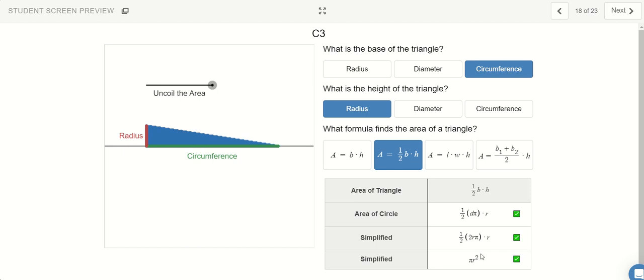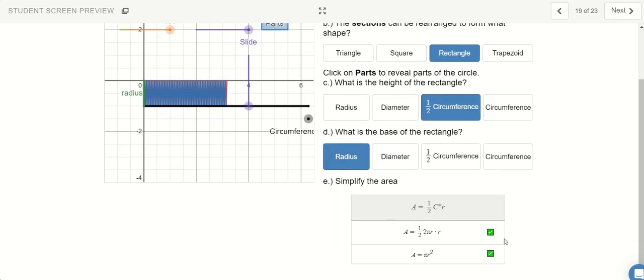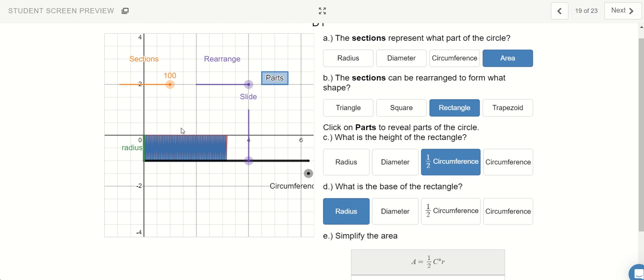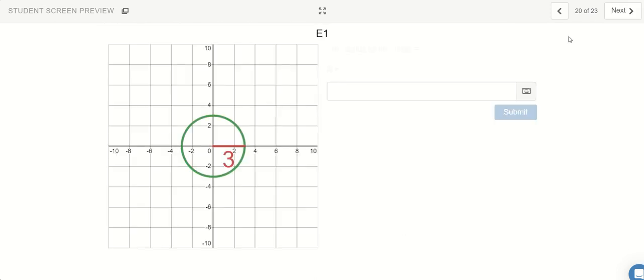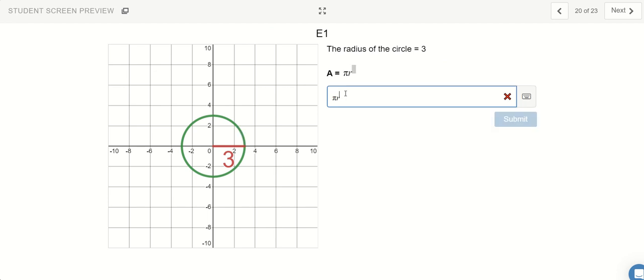Again, over here, this is pi r squared. And here, when we turn it into a rectangle, it's also pi r squared. So by changing it into a shape that we know and finding the area, we can figure out the area of a circle. So now that we know the area is pi r squared, all right, let's go and answer these questions. Radius is 3.